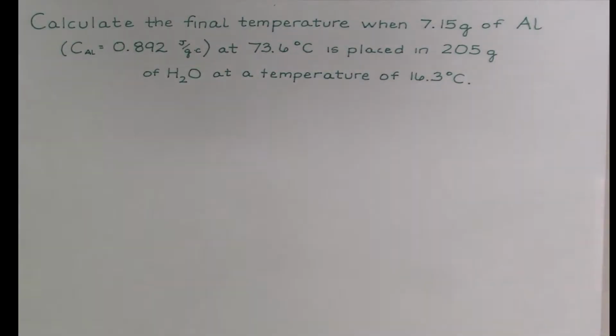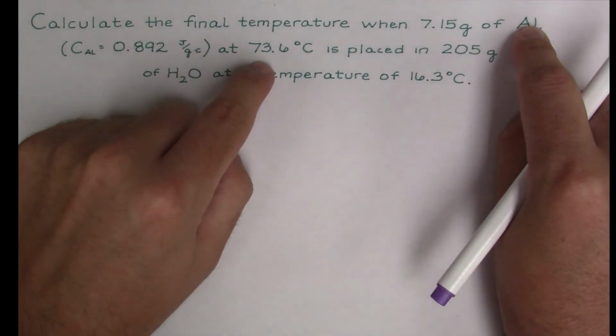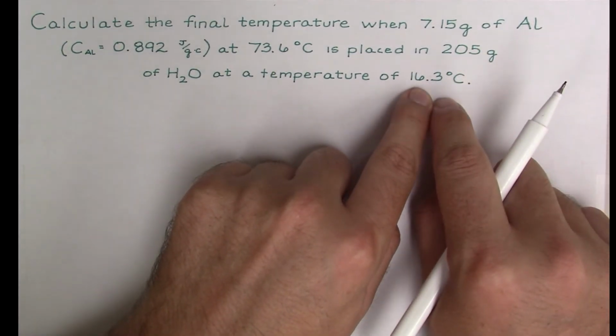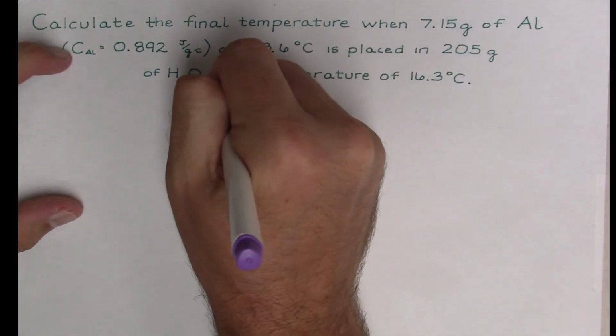For our second problem today, calculate the final temperature when 7.15 grams of aluminum with its specific heat at 73.6 degrees C is placed in 205 grams of water, which has a temperature of 16.3. So now what we need to do is itemize not only our gainers and losers, but calculate a final temperature for both species.